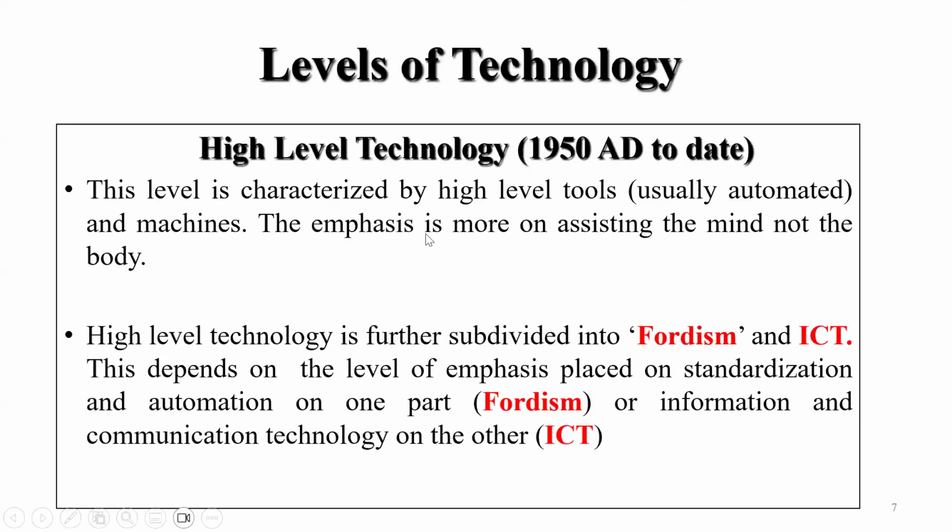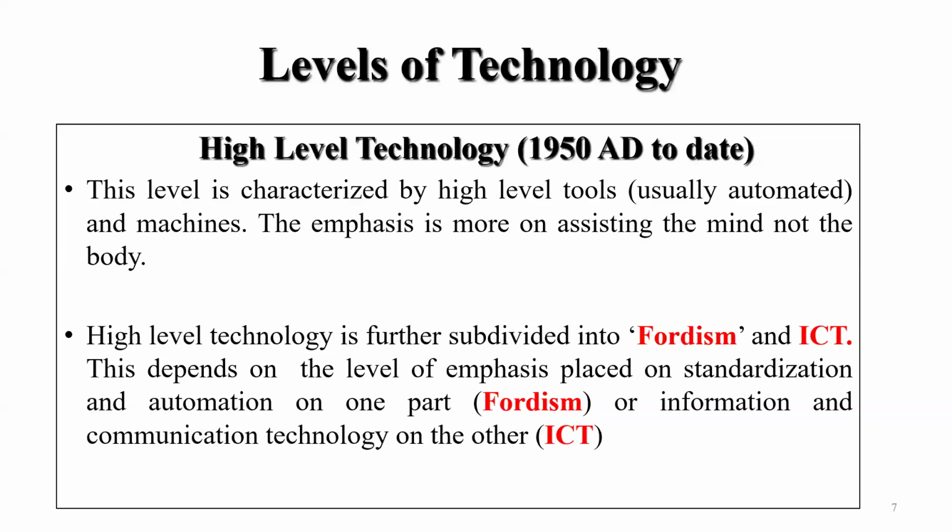Then we then have what we call the high-level technology. So the high-level technology are those ones that came about since 1950 till date. Majorly, it was the advent of the computer technology. So we call that the high-level technology. So then you began to have automated machines. And so the emphasis at this level is a technology that will assist the mind, not the body.